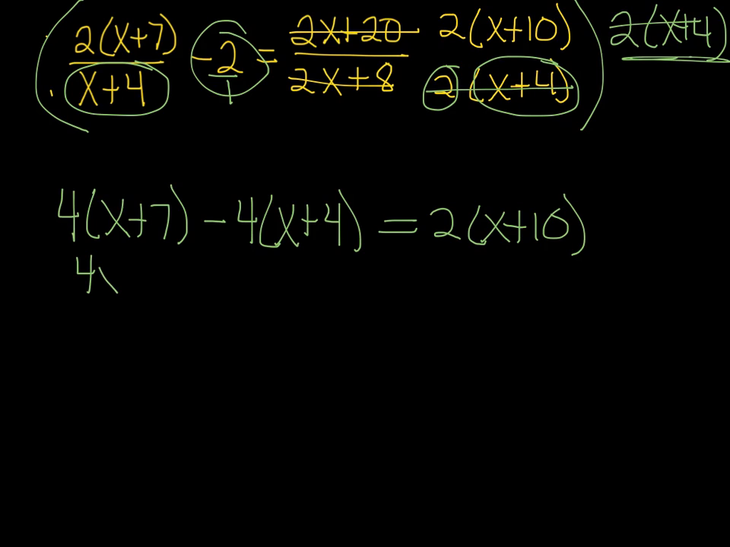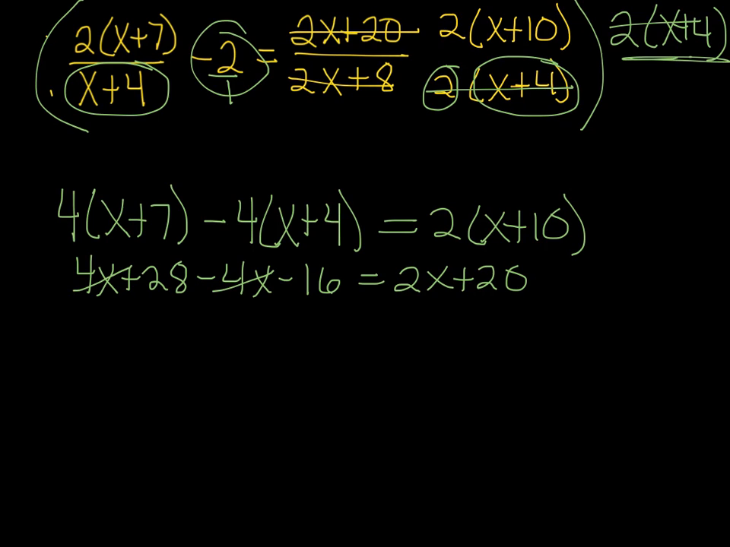We've got 4x plus 28 minus 4x minus 16 equals 2x plus 20. And when I combine like terms, the 4x's go away. 28 minus 16 is going to be 12, so 12 equals 2x plus 20. Take away 20 from both sides, and I'm going to have negative 8 equals 2x, and divide by 2, x equals negative 4.